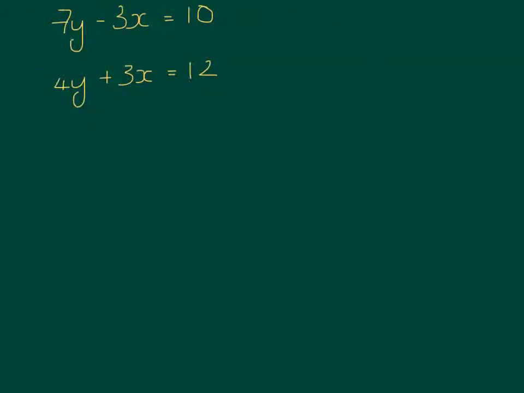Okay, but what happens if we've got multiple y's? So here we've got 7y and 4y. Well, luckily in this example, our x's are the same. So I think we need to eliminate x. Okay, so set our equations as 1 and 2.